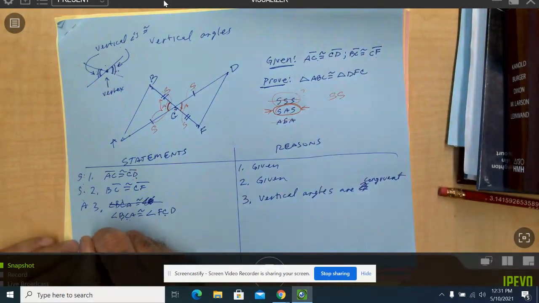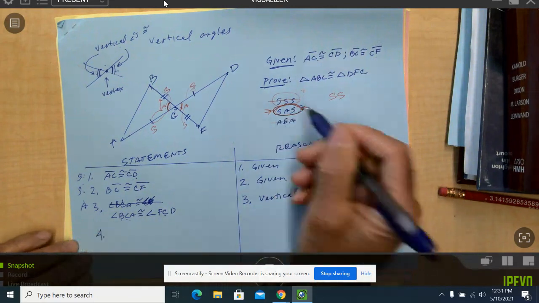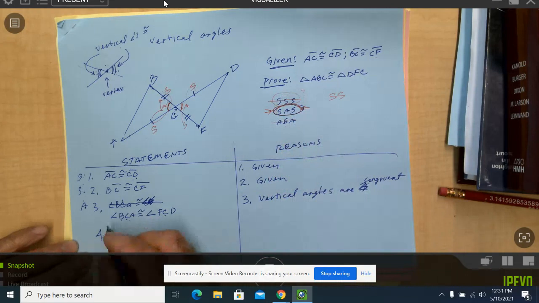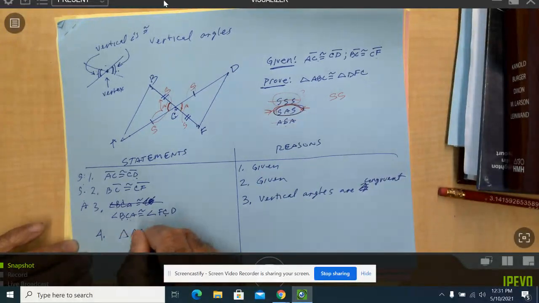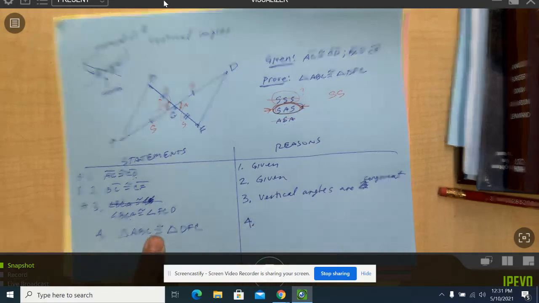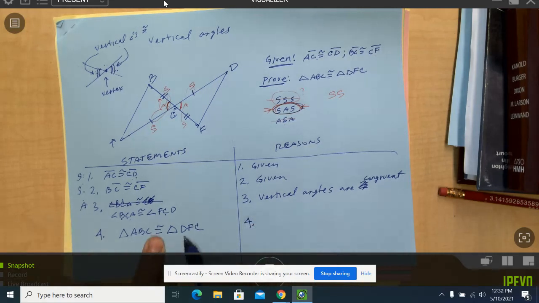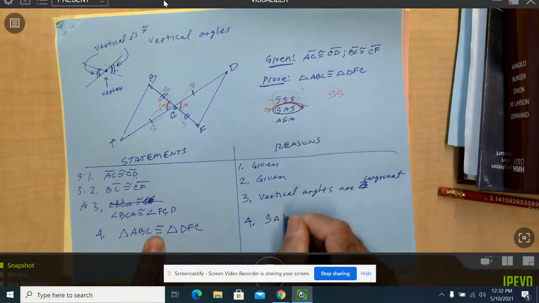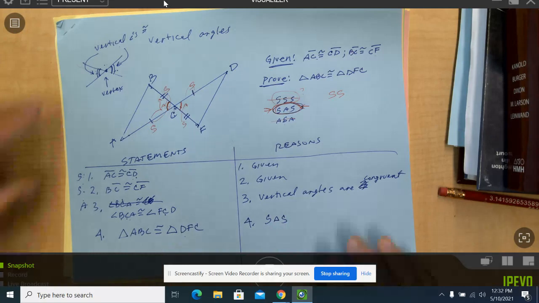And so now once we have everything, we have the side angle side, now we're going to use our proof statement. The proof statement always goes last. That's the last thing that you put down. So triangle ABC congruent to triangle DFC. And like I said, that's our proof statement. But how do we know that it's true? Side angle side. Okay. So that's what you get.